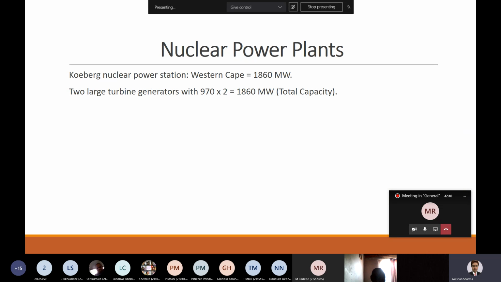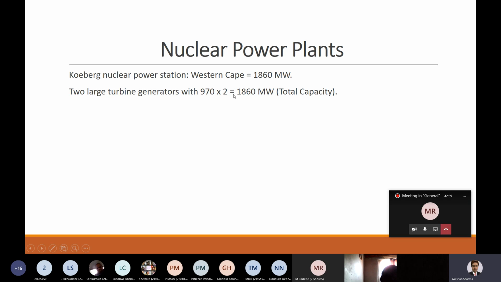Okay, so now students, for today's lecture we are starting with the nuclear power plant. The main concern is that we have very limited nuclear power plants in South Africa. The total capacity of power generation is only 1860 megawatt. Koeberg Nuclear Power Station in Western Cape has a total capacity of 1860 megawatt. It means we have two large turbine generators, each having a capacity of 970 megawatt.